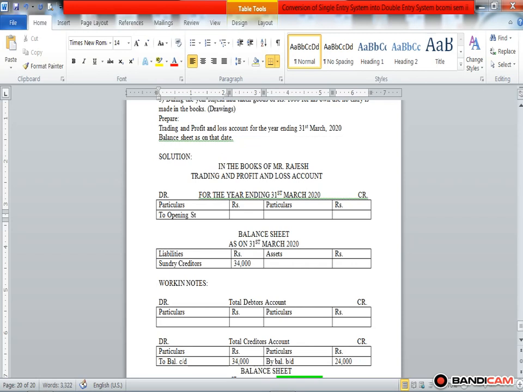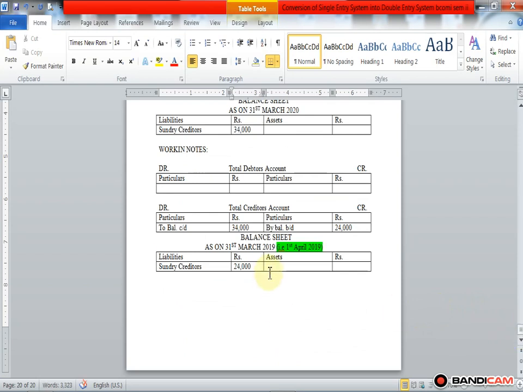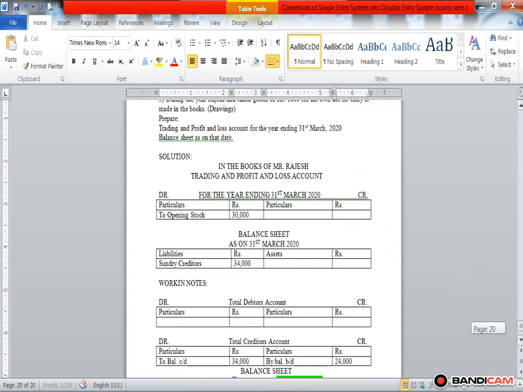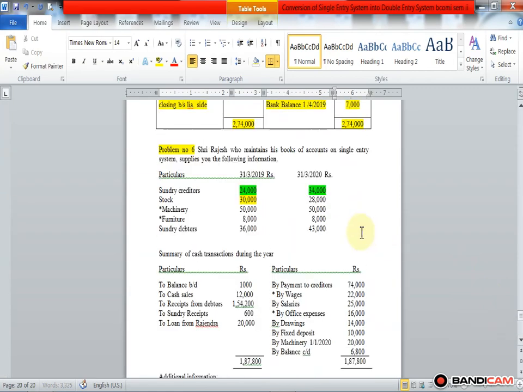So opening stock here on the debit side of trading account, to opening stock amounted to rupees 30,000, and opening stock is our opening assets. So opening assets transfer to opening balance sheet. Stock amounted to rupees 30,000. Then closing stock.